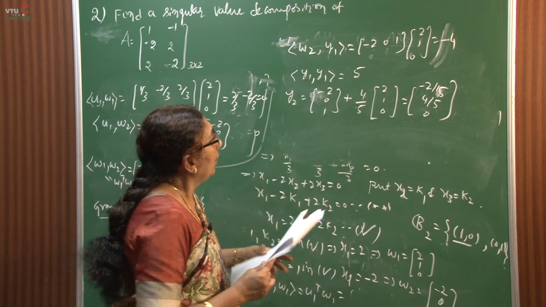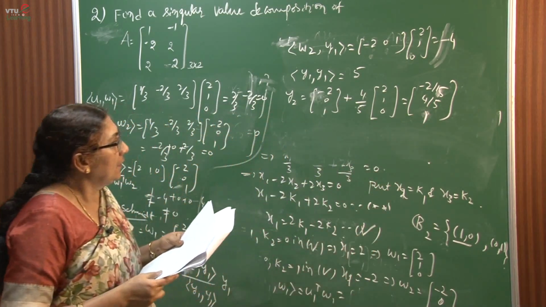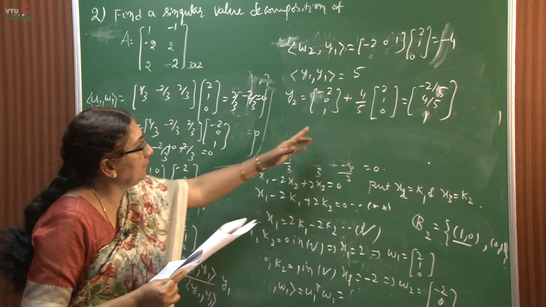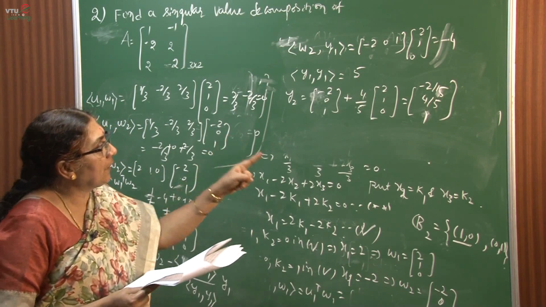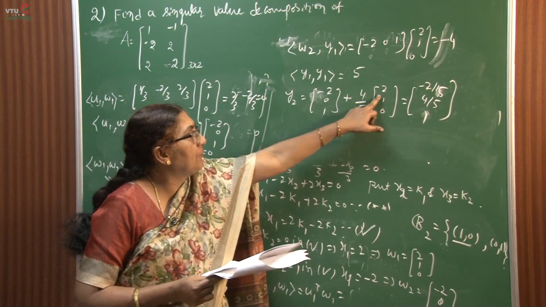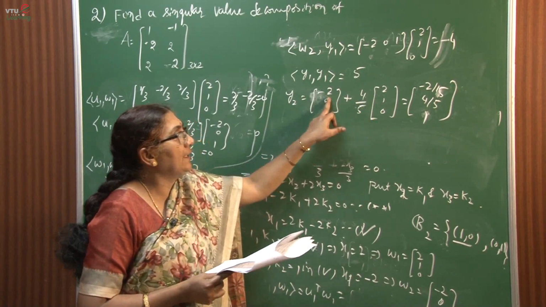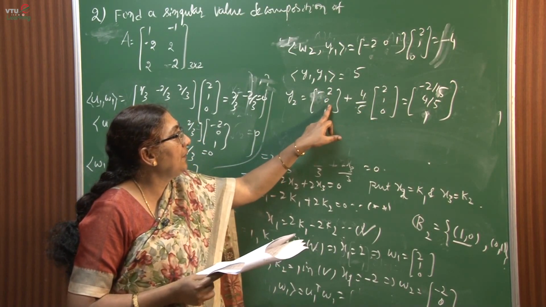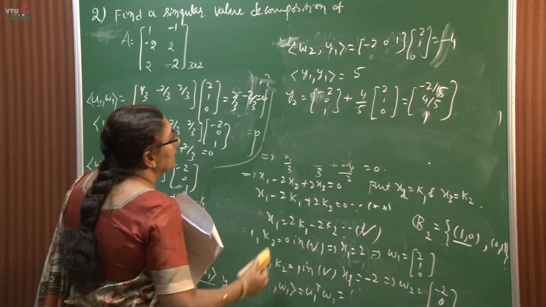And then 1 plus 4 by 5 into 0, what we get actually? 1. Therefore minus 2 by 5, plus 4 by 5. Just multiply 4 by 5 with Y1: 8 by 5, 4 by 5, 0. Add it. We get minus 2 by 5, 4 by 5 and 1. That's all. Now this is Y2.